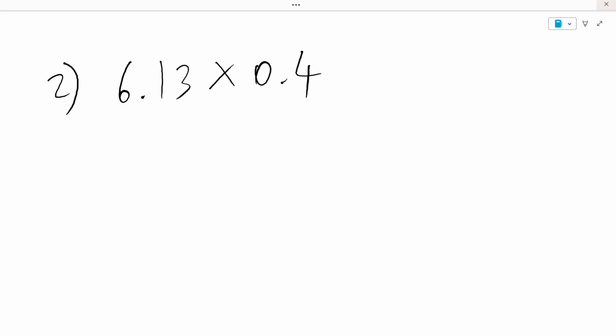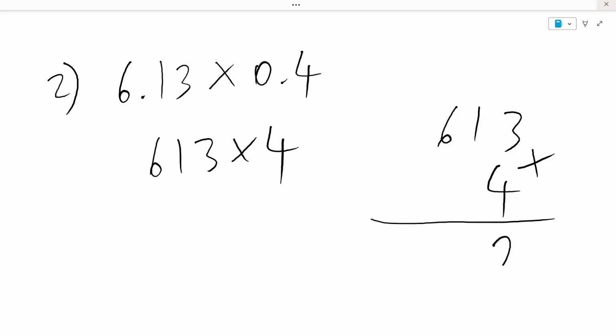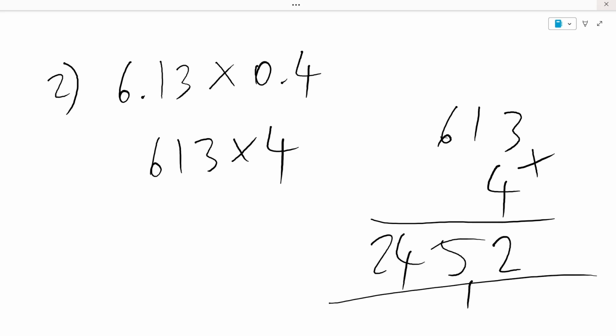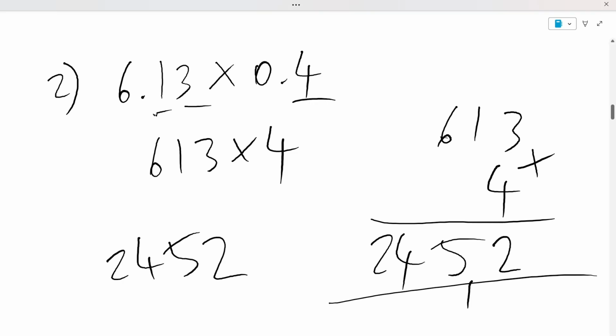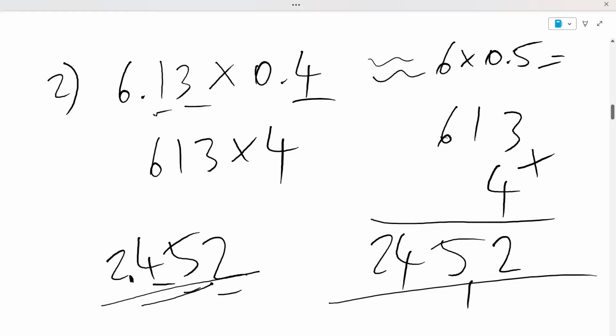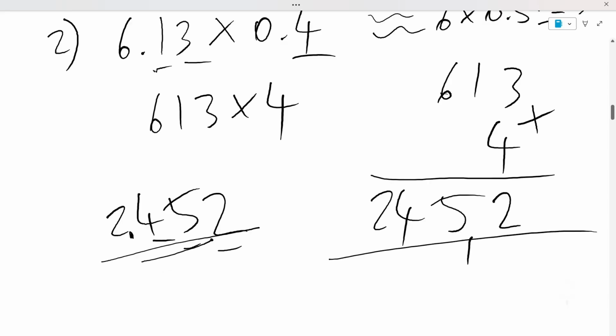Again, we're going to ignore all decimal points, so we're going to first look at 613 times 4. And I can just do that on the side here. 3 times 4 is 12, carry 1, 1 times 4 is 4, plus the 1 is a 5, and 6 times 4 is 24. So 2452 is what we're working with. 3 digits after the decimal point, 3 digits after the decimal point, it goes here. The answer is 2.452. We can roughly check that. This is roughly 6 times 0.5, we sort of estimate, which is about 3, and 2.45 is about 3. So that's how to multiply decimals.